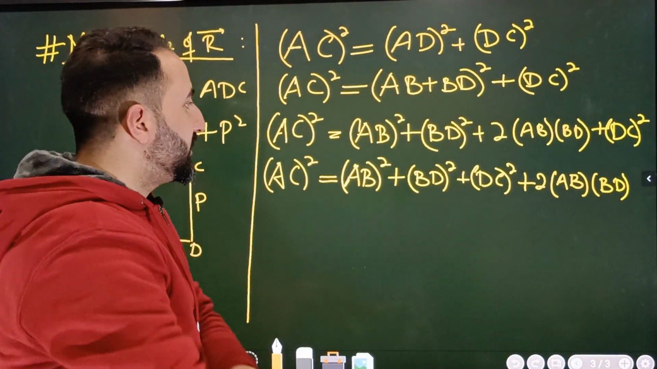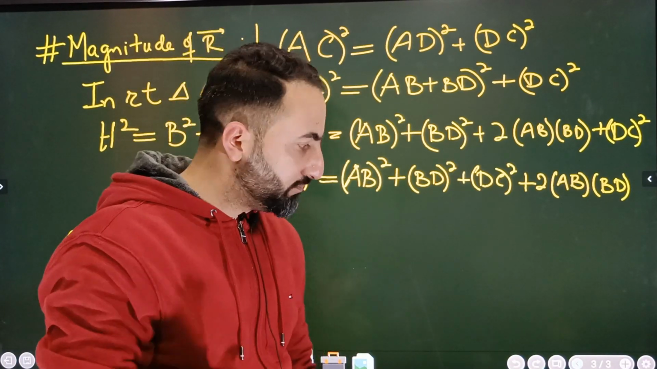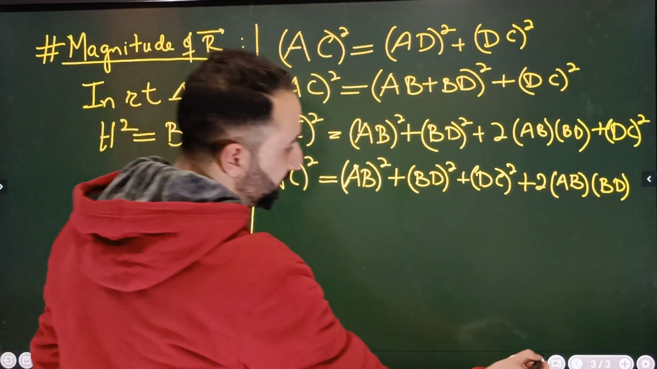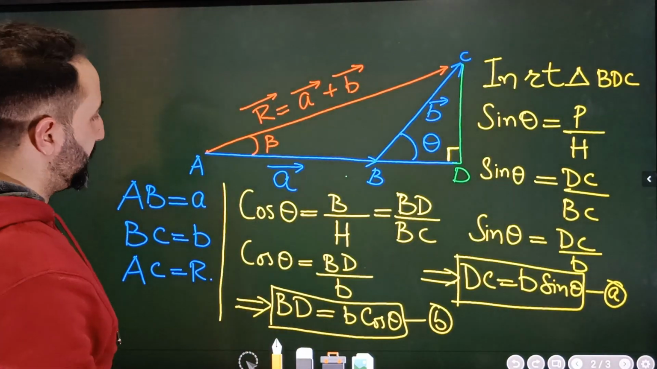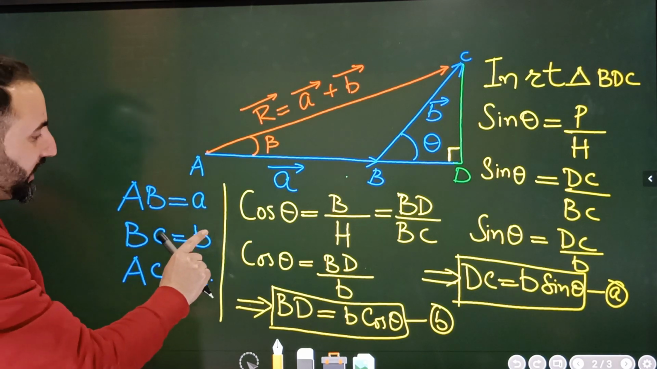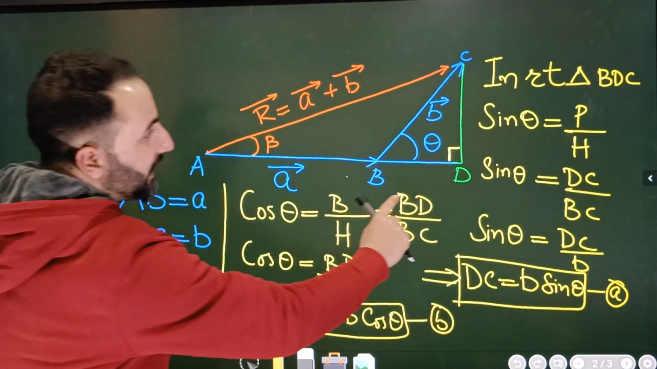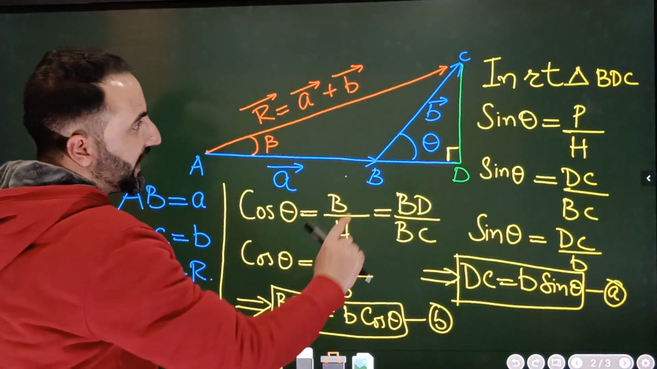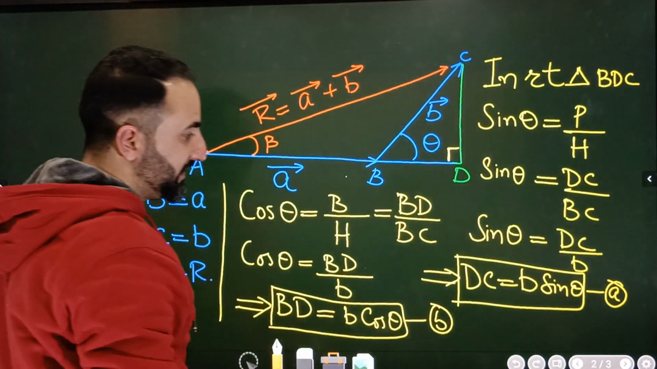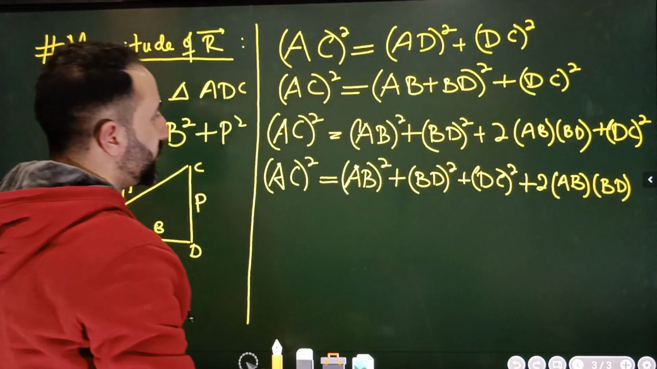All right, now pay attention here, beta. Next, what I'm going to do is a simple substitution. So I'll get this diagram. This AB is equal to A. So can I write AB equal to A? Of course I can. In place of BC, what will I write? B. In place of BD, what will we write? B cos theta. In place of DC, what will we write? B sin theta. Is that okay? So that's what I'm going to do.